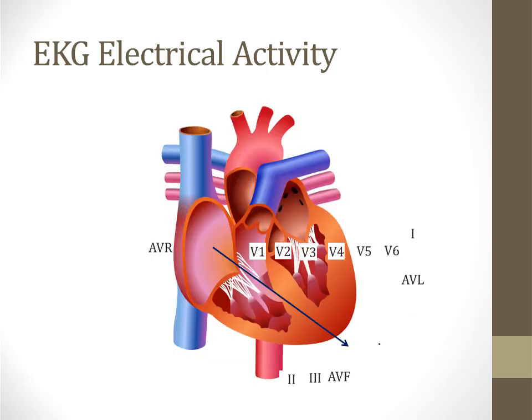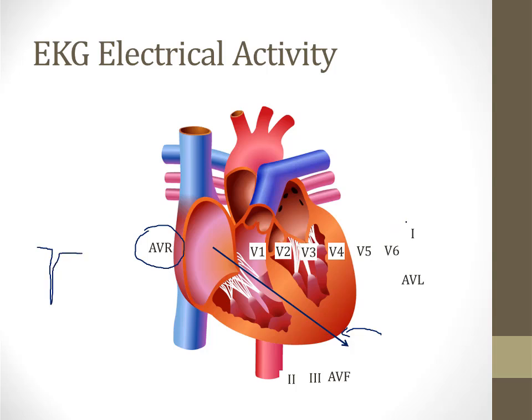Here's another drawing of the heart, and once again I've shown an arrow representing the summation vector of electricity as it moves through cardiac structures. On this drawing I've also shown the vantage point for all of the EKG leads. So let's see if we can make sense of this now. Lead AVR views electrical activity in the heart from the right side of the heart. This means that all electrical activity from the point of view of lead AVR is moving away from the lead. And when electrical activity moves away from a lead, it generates a negative deflection on the surface EKG.